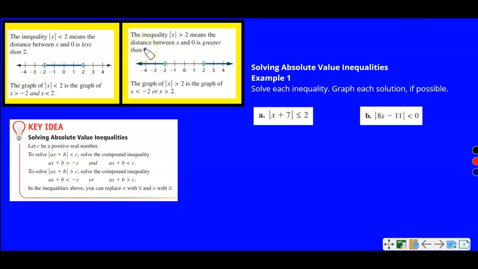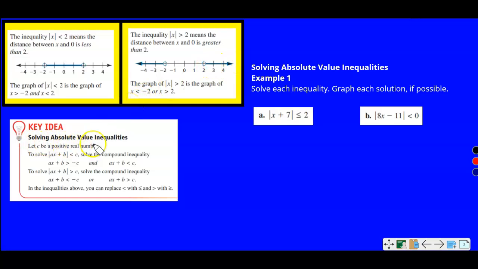All right, so the inequality, absolute value of x greater than 2, means the distance between x and 0 is greater than 2. All right, the graph of the absolute value of x greater than 2 is the graph of x less than negative 2 or x is greater than 2. So remember in the last unit we talked about and or statements. The and is joined, this is the intersection, and the or is a union. It's one or the other. So it would be this or this would be a solution.